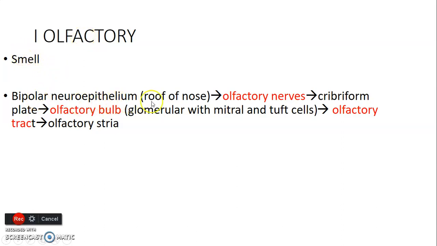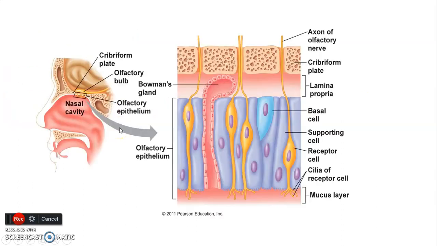So you have bipolar neuroepithelium at the roof of the nose. This neuroepithelium will form olfactory nerves. Olfactory nerves will leave the nose through the cribriform plate. This is the perforated part of ethmoid bone on the anterior cranial fossa. And above the cribriform plate, olfactory nerves will get to the olfactory bulb and synapse with the mitral and tuft cells at the glomeruli. Then from there, olfactory tracts will form, and the tracts then separate into 2 olfactory stria, the lateral and medial.